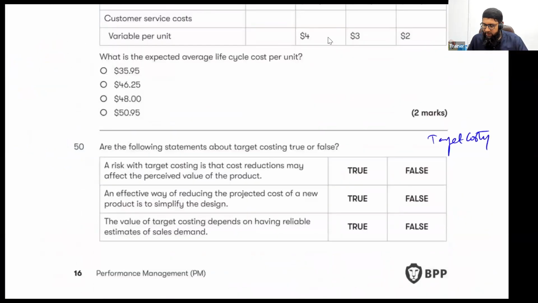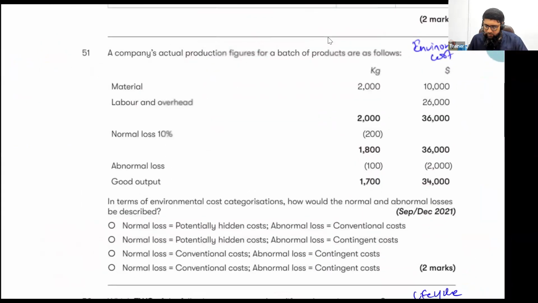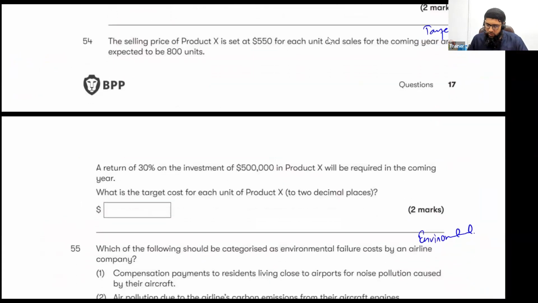Let's move a bit forward. Let's discuss further. Okay, here you have got question number 54. Can you give it a try, please? Question number 54.